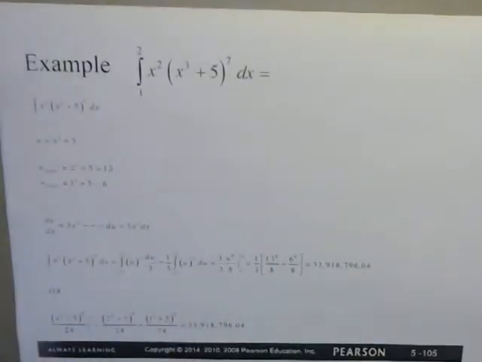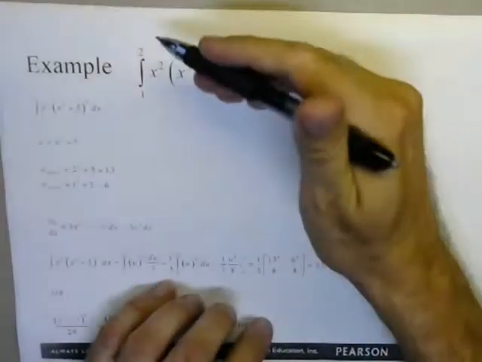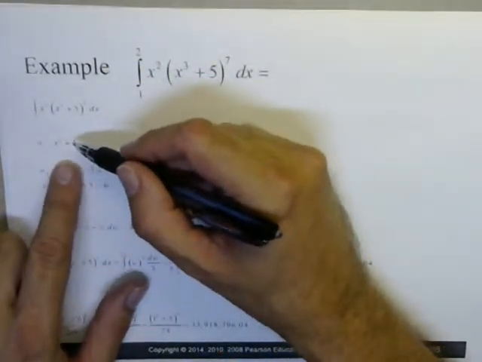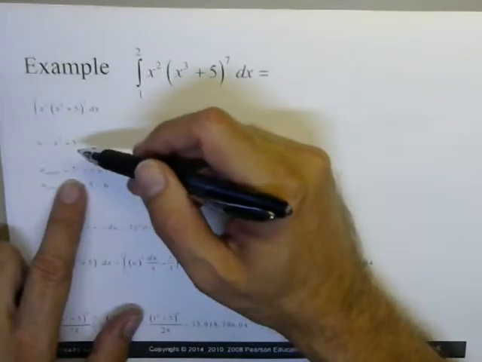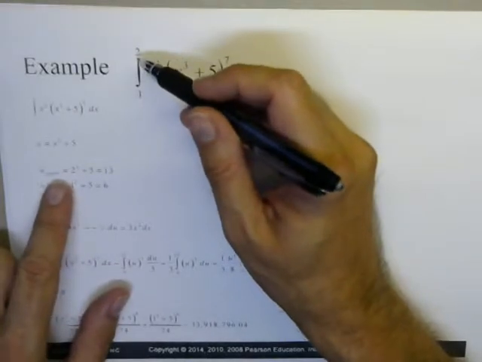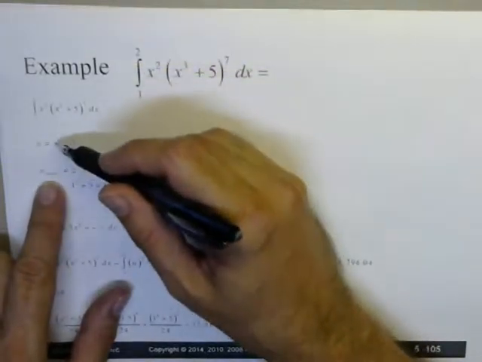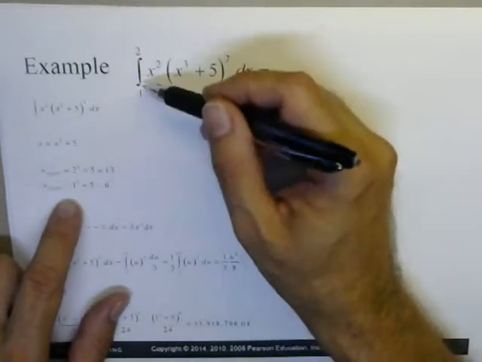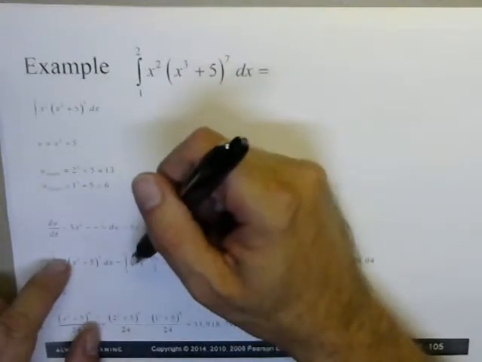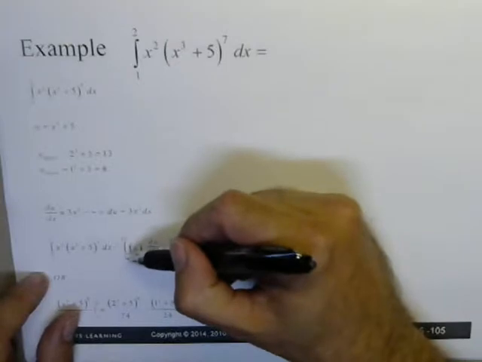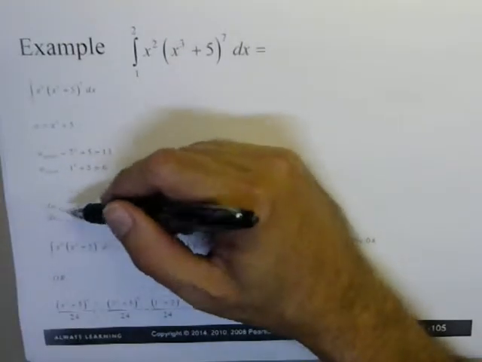Let's say, for example, that you wanted to evaluate this integral. You could do a substitution like u is equal to x cubed plus 5. Then to get the new limits, you plug the limits in for x in that expression: plug the 1 in for x and you get 6, plug the 2 in and you get 13. So when you transform the integral into u, instead of 1 and 2, you'll have 6 and 13.